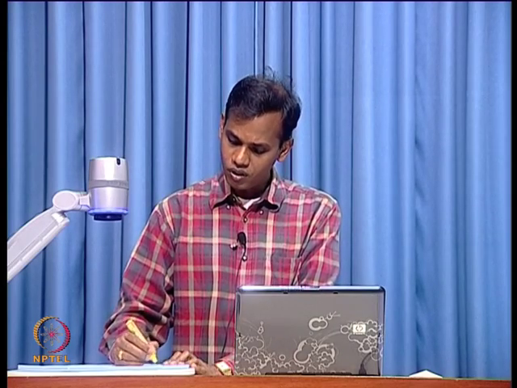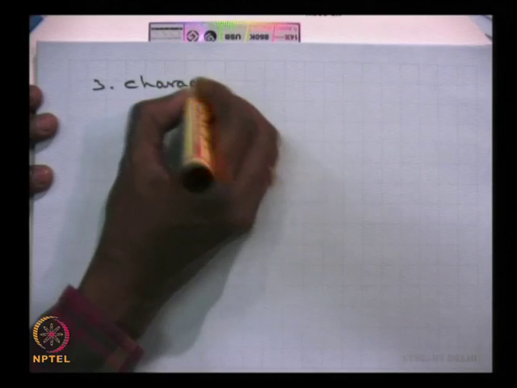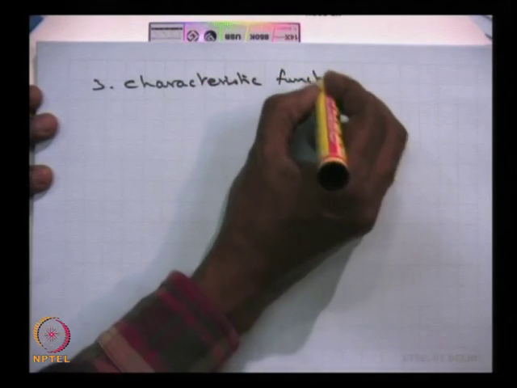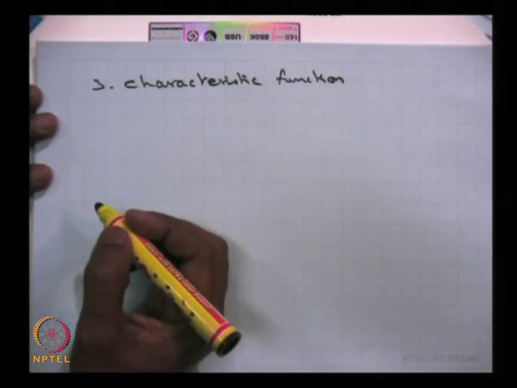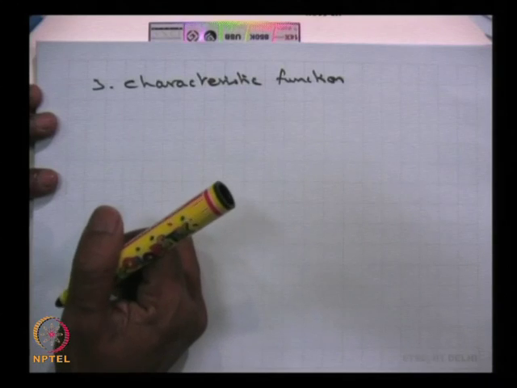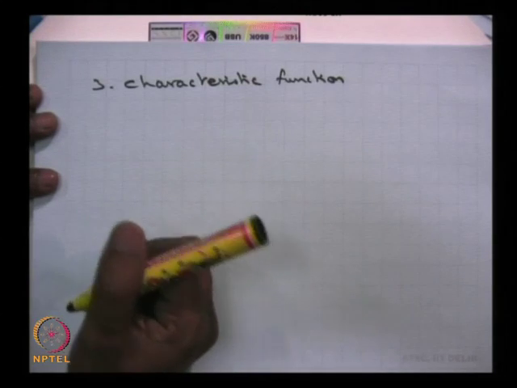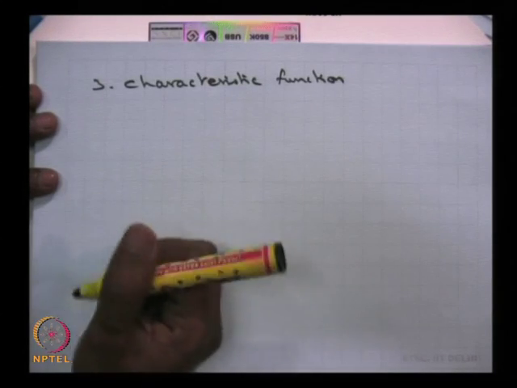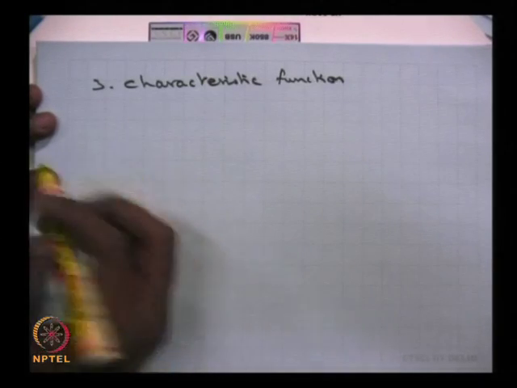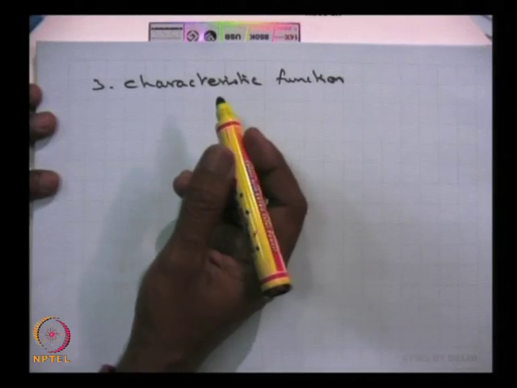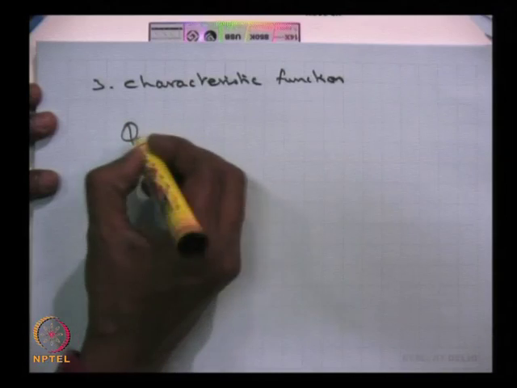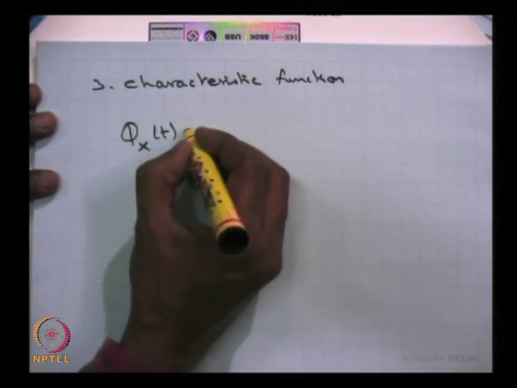Third, we are going to consider another generating function, called the characteristic function. This is more important than the other two generating functions, because the probability generating function exists only for discrete random variables, and the moment generating function exists only if the moments of all order n exist, whereas the characteristic function exists for any random variable, whether it is discrete or whether the moments of all order n exist or not. Immaterial of that, the characteristic function exists for all random variables.